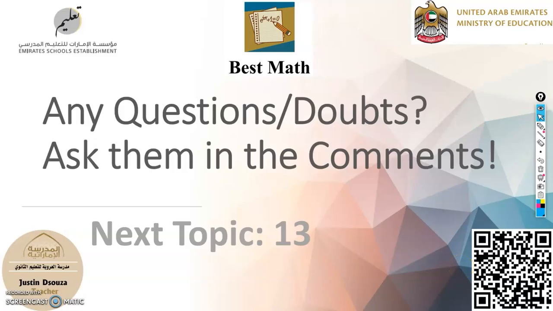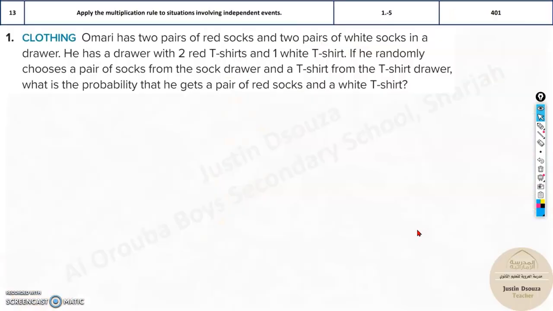The 13th type of problem is on probability again. It is on the multiplication rule. Multiplication rule involving independent events. Let's read a problem and understand what it is.